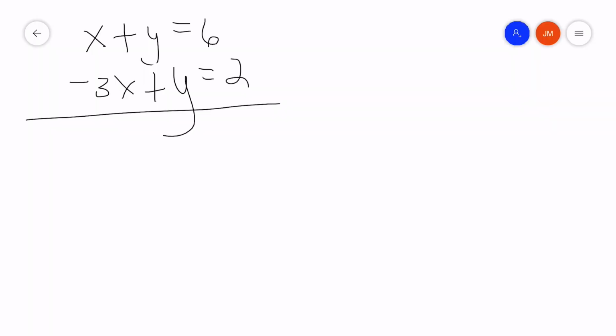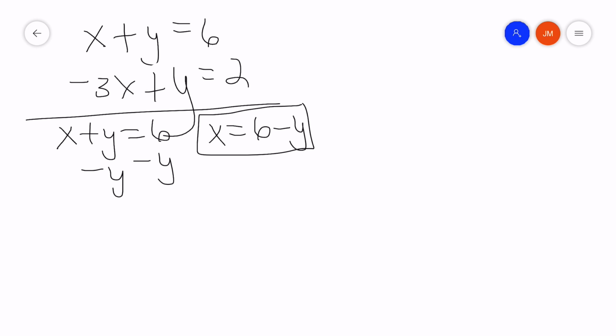Okay, we're going to start with our first example. We have x plus y equals 6 and negative 3x plus y equals 2. So we're going to solve for x and y. So first step, isolate a variable in one of the equations. So we'll start with the first equation, x plus y equals 6, and subtract y from both sides. So we're left with x equals 6 minus y.